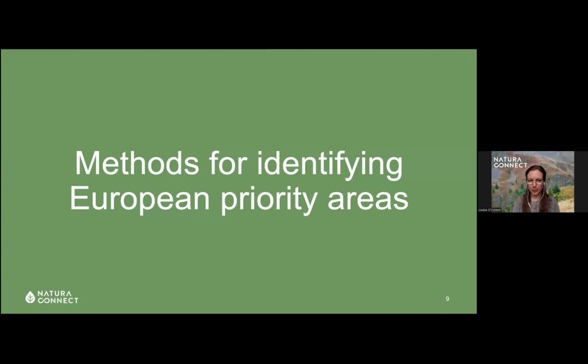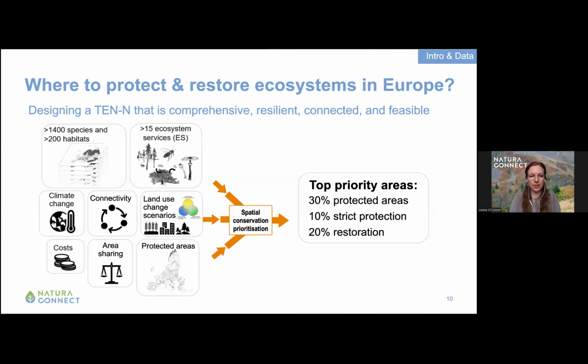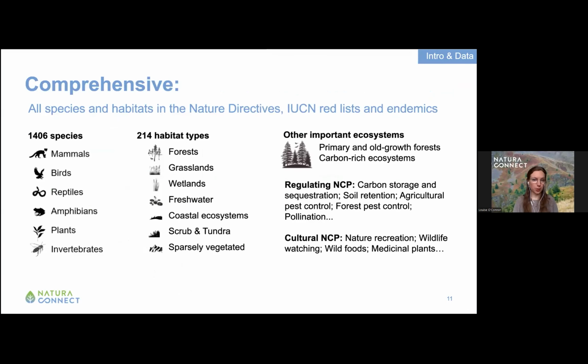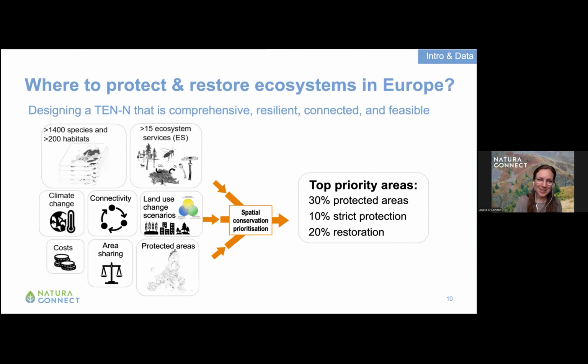Thanks, Martin, and hello, everyone. My name is Louise O'Connor, and I'm going to be talking about some methods and preliminary results for European priority areas. Next slide, please. One of the main questions we're addressing in this project is where to restore and protect ecosystems in Europe. Previous slide. Sorry. We want to design a trans-European nature network that's comprehensive, resilient, connected, and feasible.